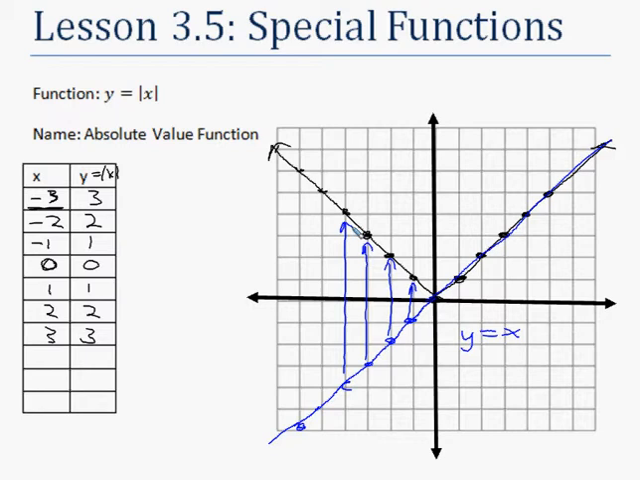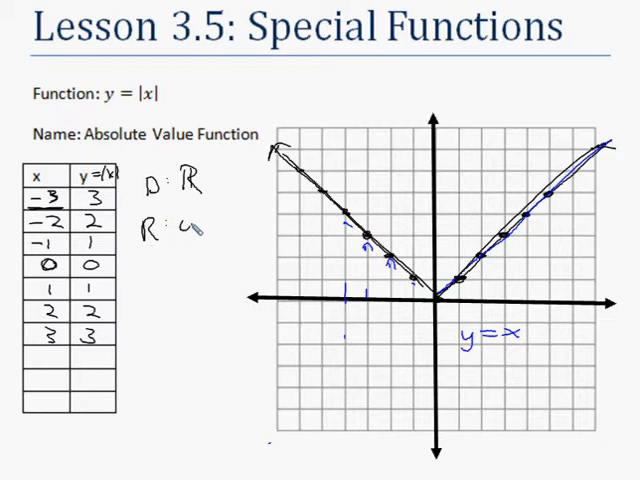Let's take a look at domain and range for this. Domain and range of absolute value. Well, domain, you can take the absolute value of anything, so the domain is all reals. And then the range, it's real numbers, but we don't have any negatives down here, so we would write the range as y is greater than or equal to 0.